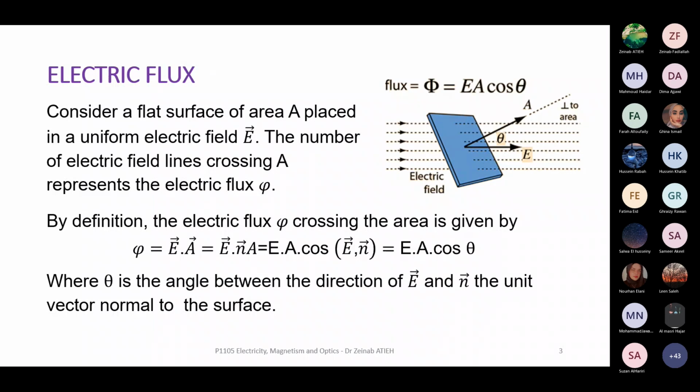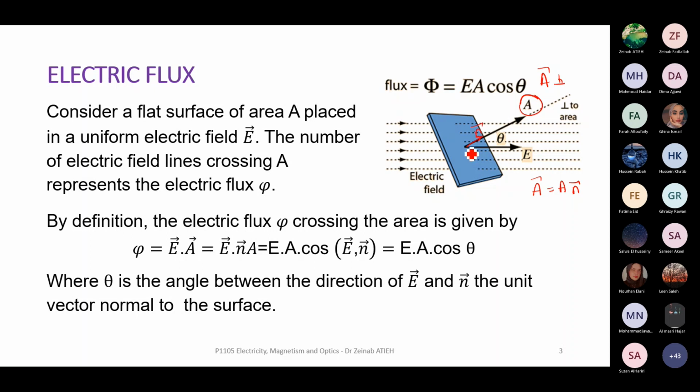So you can see here from my figure, this is the A vector. It is perpendicular to the area, the blue area. And the A vector can be written as A n, where n is a unit vector perpendicular to the surface. So we can draw n, it's the same as A.